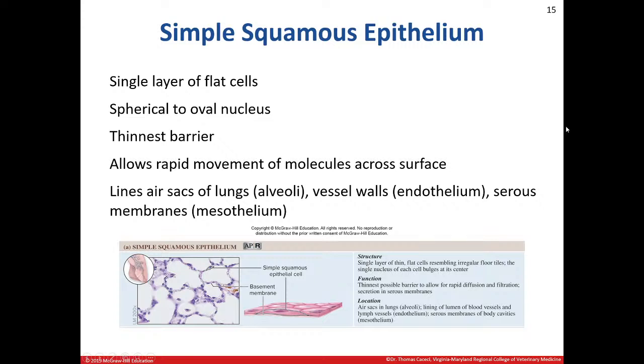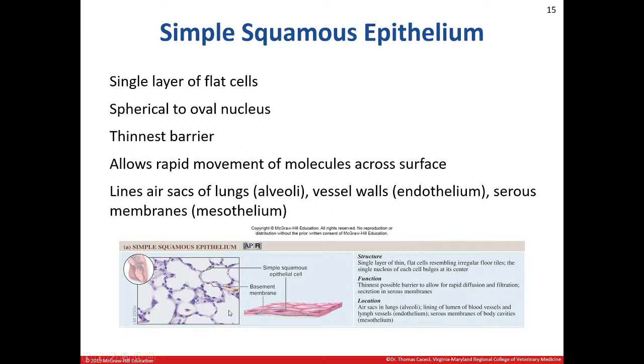So we can combine these terms to create phrases like simple squamous epithelium. So here we're talking about one cell layer thick of square-shaped epithelial cells. Okay, so these are going to be kind of flattened, and they are the thinnest barrier, so they are good for, say, in the lungs, and down below you have a picture of the lungs here. They're thin, and so the oxygen in the air that we breathe in can diffuse rapidly through these very thin cells and into the bloodstream. Same with getting rid of CO2.